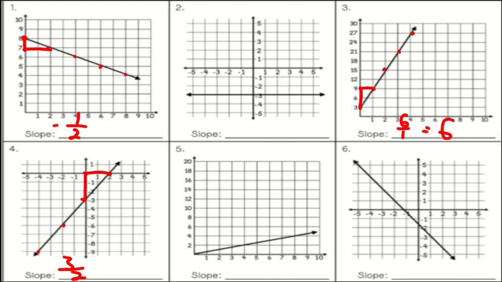All right, let's start with number 2. Corey, what's number 2? What's the slope of number 2 here? 0 is correct. Horizontal line, no rise. That makes 0 slope.